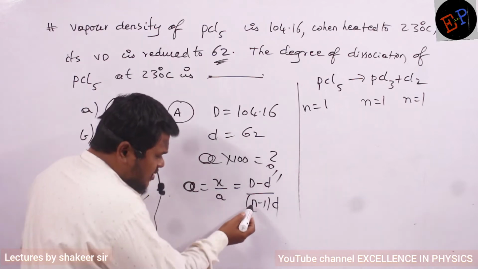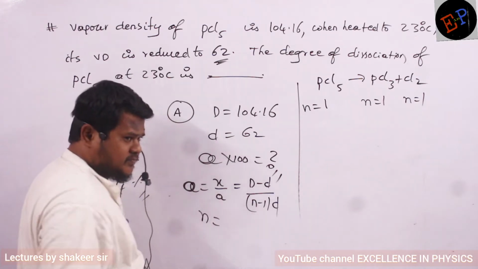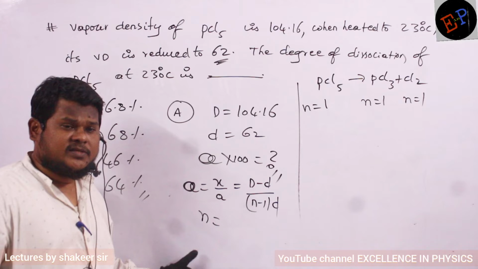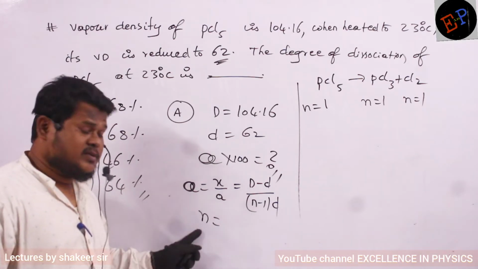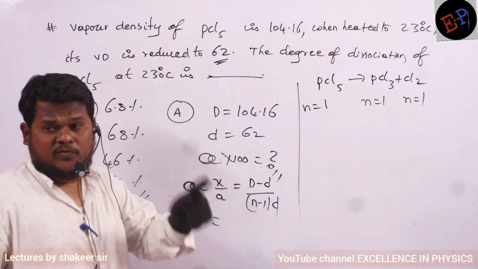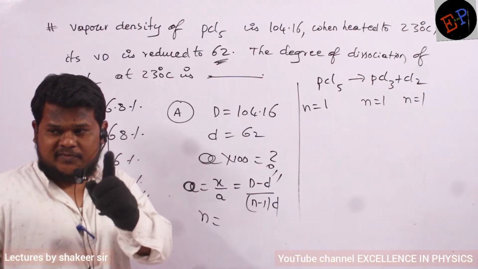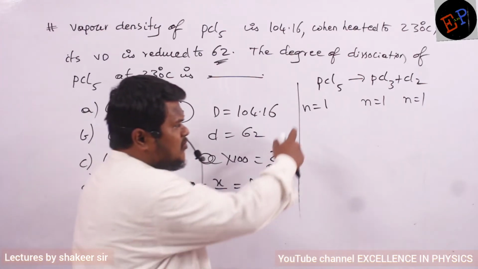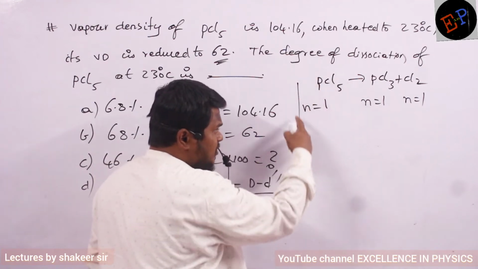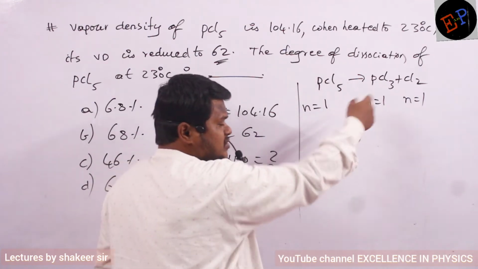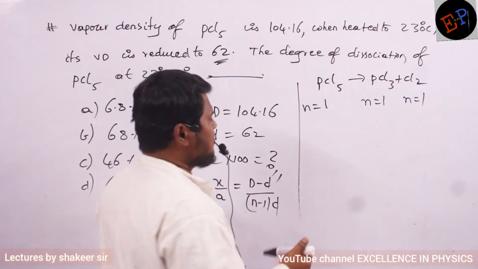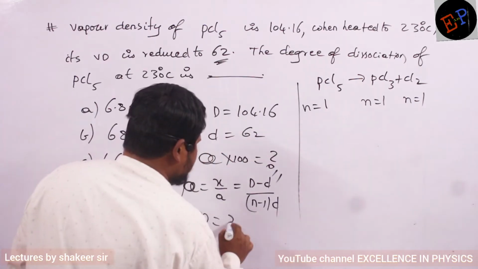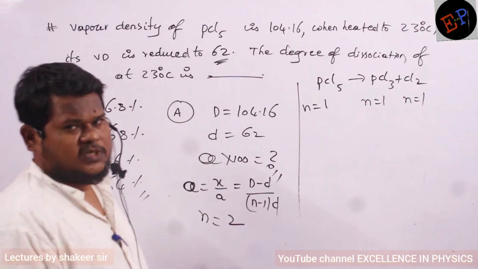Now, what is meant by this n value? Do you remember? Did I say n is equal to the number of moles? No. N is the number of moles of products when compared to 1 mole of reactant. Here I have taken only 1 mole of PCl5. So when compared to 1 mole of PCl5, how many moles of products have formed? 2 moles of products have formed. So therefore here I can definitely say that the n value is 2. Are you able to understand?